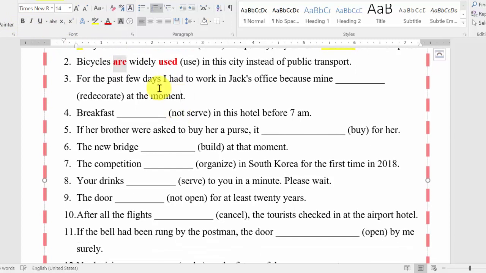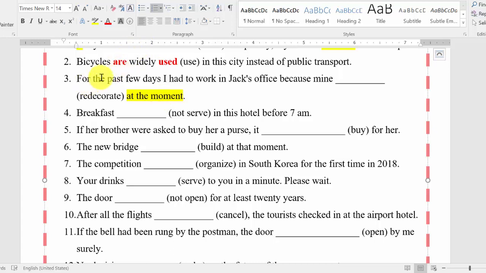Next one, number 3. For the past few days, I had to work in Jack's office because mine what redecorate at the moment. So this sentence is a very tricky question. You need to be very careful. The first keyword that we can find is at the moment, but we also have for the past few days, and a past tense verb. So which one should we follow? If the keyword is at the moment it should be present continuous tense, right?